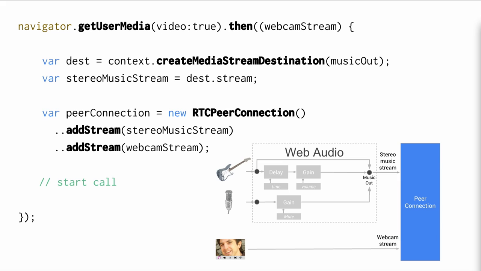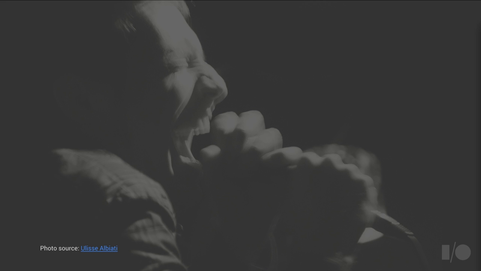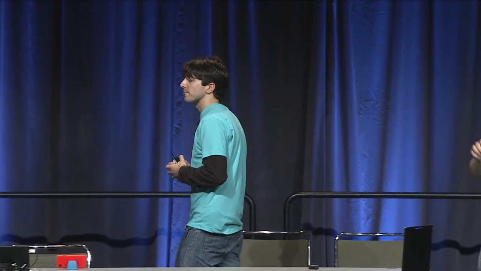This is also Dart syntax, where we can use the dot dot notation here. Once we have added the stereo music stream and the webcam stream to the peer connection, we just start the call on the peer connection. And then they start to talk to each other, two peers. Fine? Very cool. Very good. Yeah. So that's all about our peer connection. So now let's go see if Bjorn's finished adding those backing tracks.